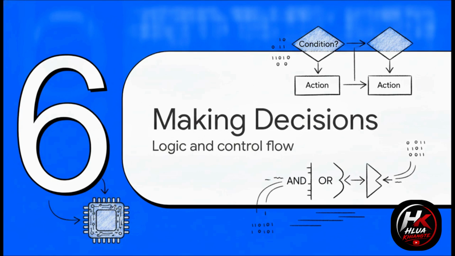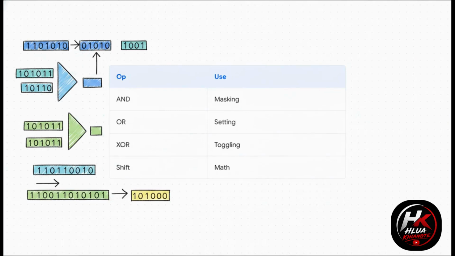And finally, section 6. How computers make decisions. This is where logic operations and control flow come into play. So how does a CPU use this binary math to actually make choices? At the absolute lowest level, it all starts with microscopic bitwise operations. An AND operation is used to mask or clear bits. It only outputs a 1 if both inputs are 1.